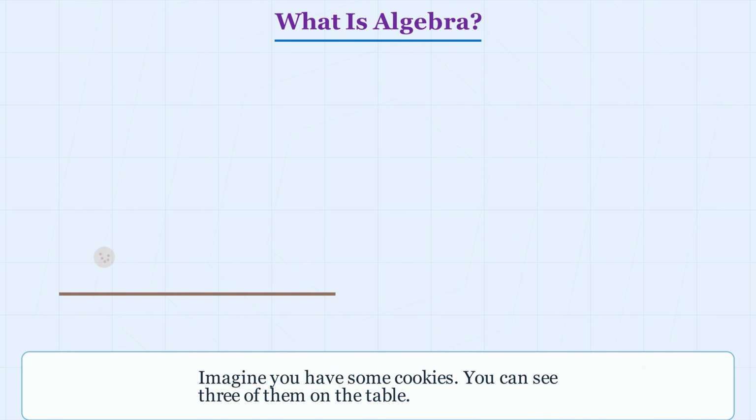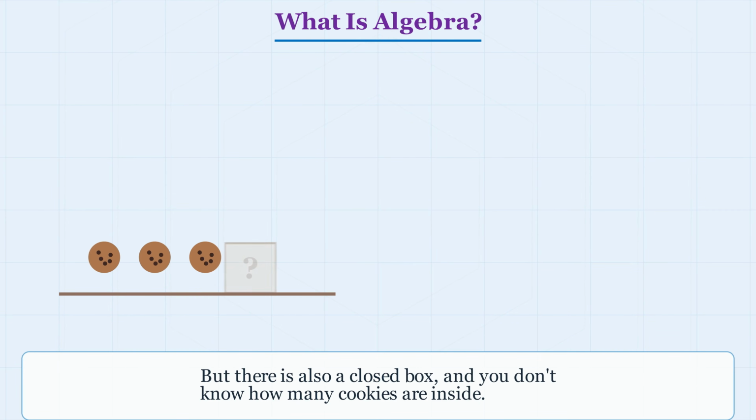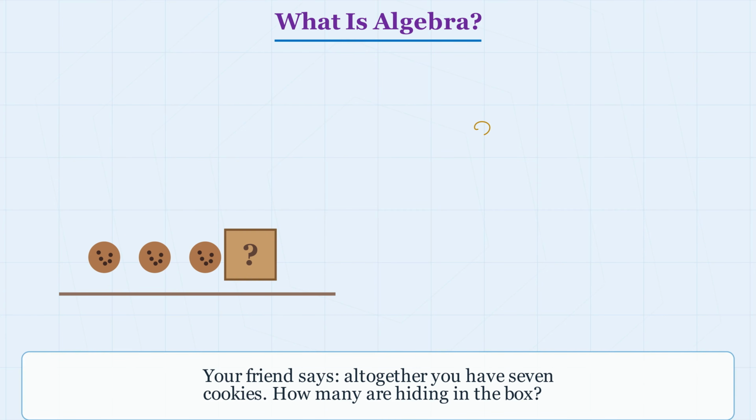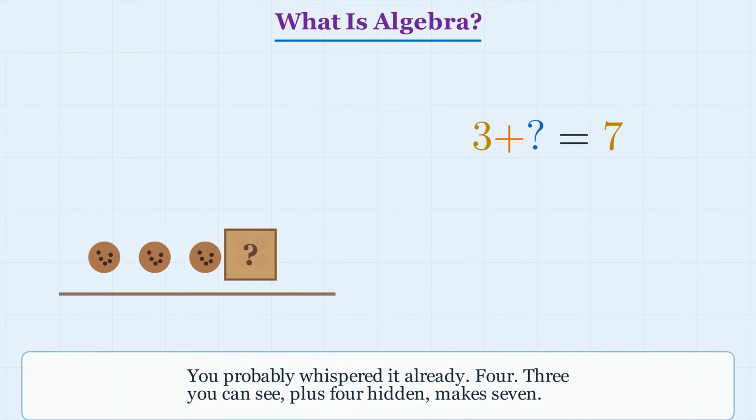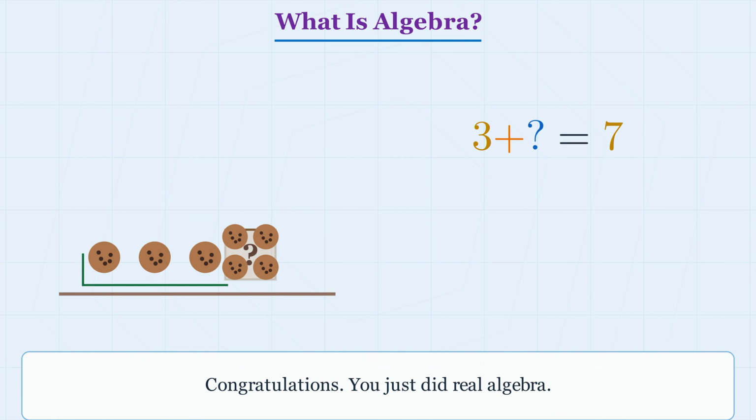Imagine you have some cookies. You can see 3 of them on the table. But there is also a closed box, and you don't know how many cookies are inside. Your friend says, altogether you have 7 cookies. How many are hiding in the box? You probably whispered it already. 4. 3 you can see plus 4 hidden makes 7. Congratulations, you just did real algebra.